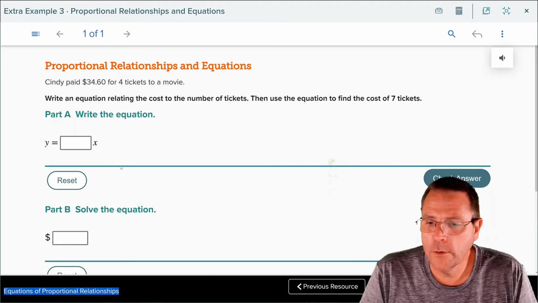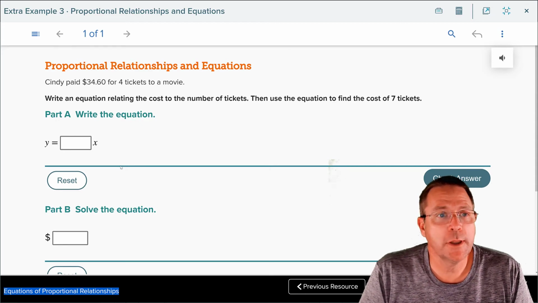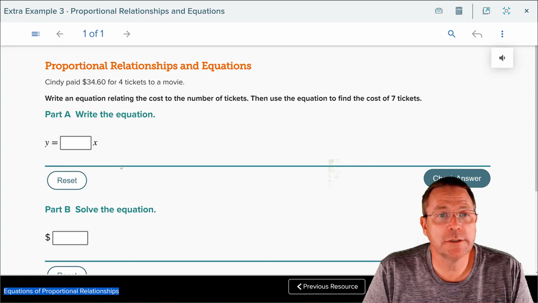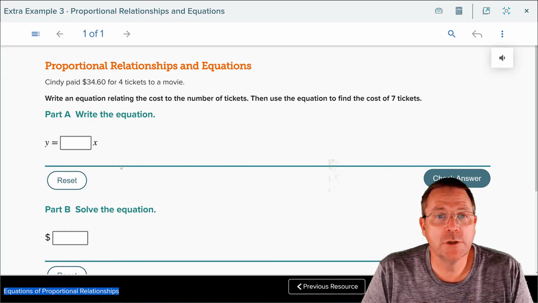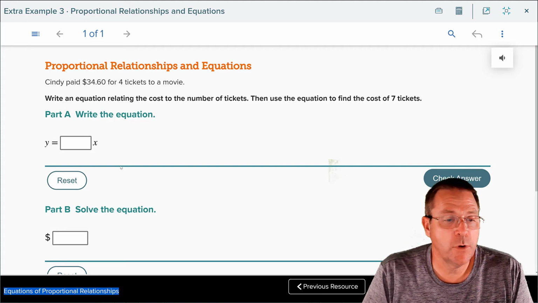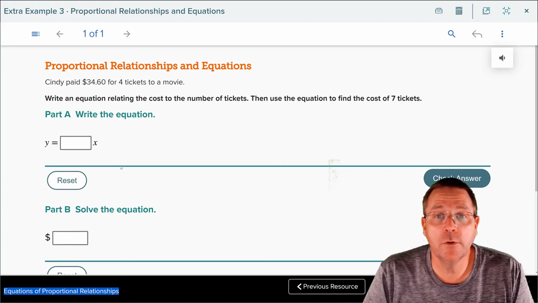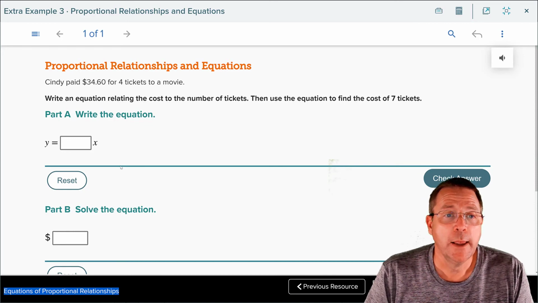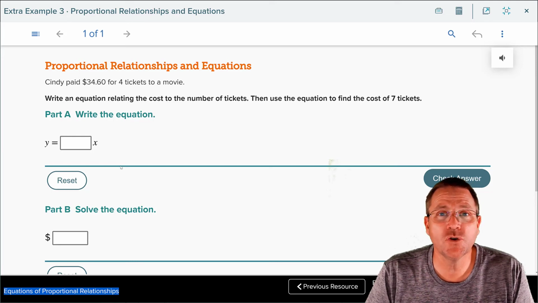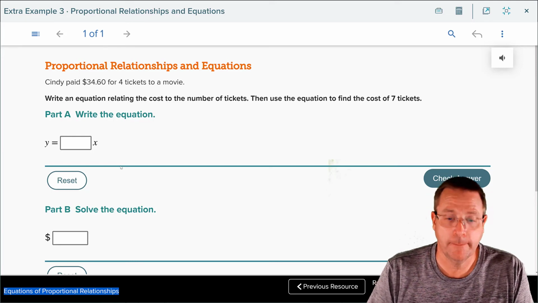We are closing in on it. We are on resource 11 out of 13. Cindy paid $34.60 for 4 tickets for a movie. They want you to write an equation relating the number of tickets and the cost of the tickets, and then use that equation to find the cost of 7 tickets. You pause the video and you do this. Make sure you're using the big kid algebraic math I've been showing you. If you don't remember, go back and look at your notes or look earlier in the video to make sure you're showing your work the right way.